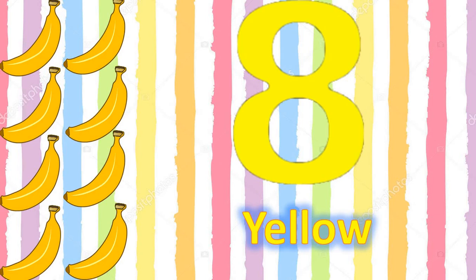Okay, first, count these bananas. 1, 2, 3, 4, 5, 6, 7, 8. Okay, they are 8. And they are yellow too. So, 8 yellow bananas. 8 yellow bananas.